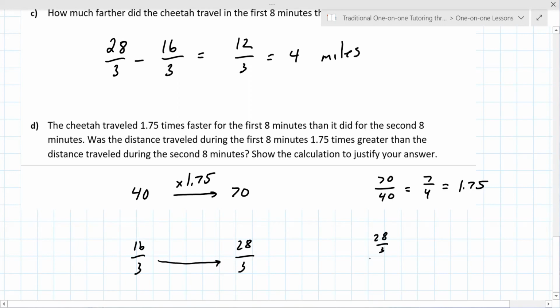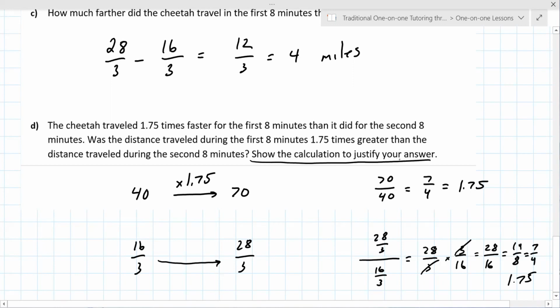28 over 3 divided by 16 over 3. And you may recall, when you divide by a fraction, you multiply by the reciprocal. So the nice thing is the 3's cancel, and you get 28 over 16. That's 14 over 8. That's 7 over 4 also. You see that? Which is also 1.75. So they say, show the calculation to justify your answer. It's all here. Was that too fast to see? But yeah, it is exactly the same. Yeah, no, I see it.